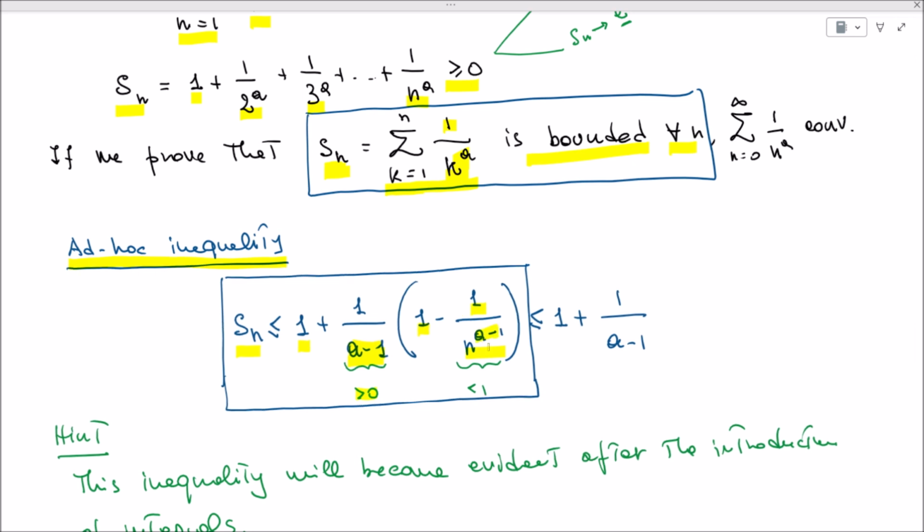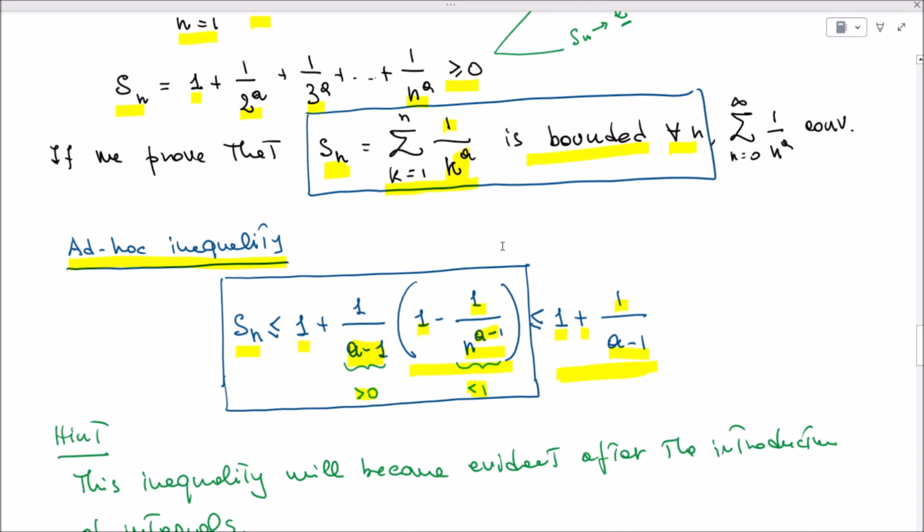But if the exponent of n is positive, that implies that 1 over n to the a minus 1 is going to be less than 1. So basically this parenthesis is going to be a number less than 1. So we can bound this right hand side of this inequality with 1 plus 1 over a minus 1, which is just a number. Okay? So this proves that for every n, every sum Sn will be bounded by this number. Okay, this is just a number. So that also proves that the series is convergent.